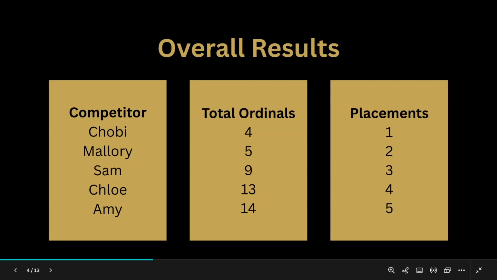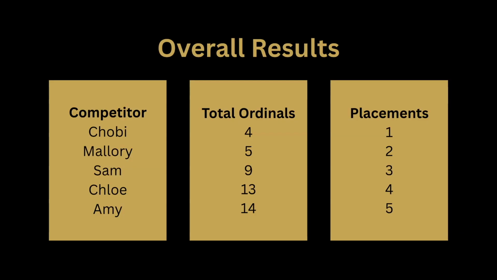The competitors will be ranked from lowest to highest total ordinal score. The competitor with the lowest total ordinal score will win. The key here is that the total points are less important than how a competitor ranks against the rest of the competitors in their event.